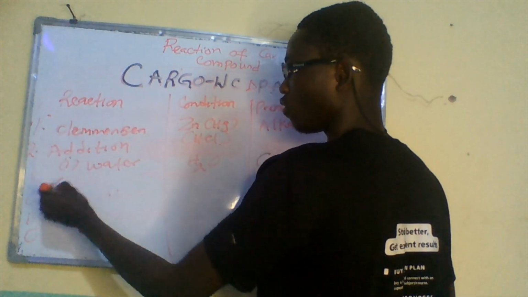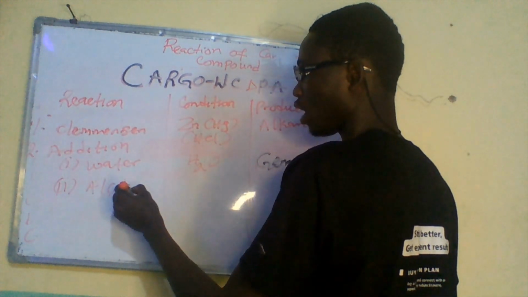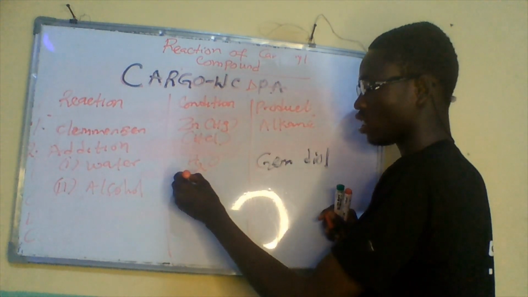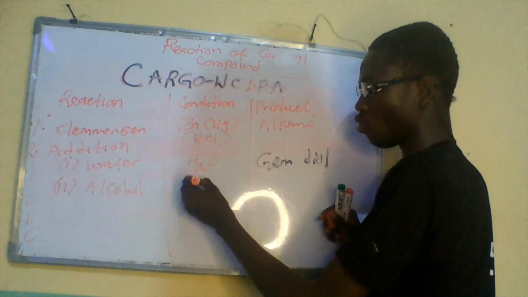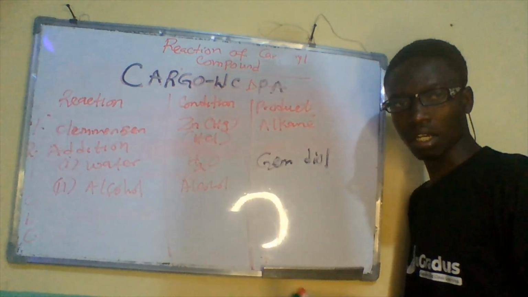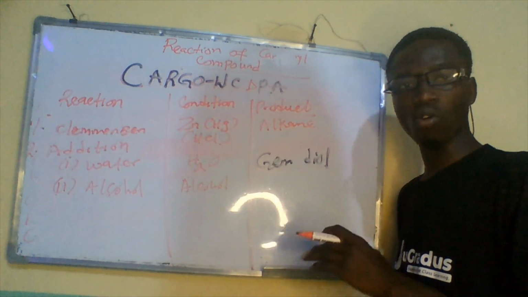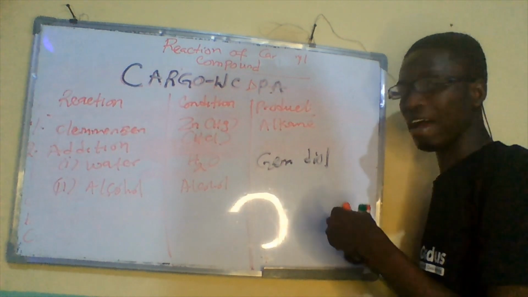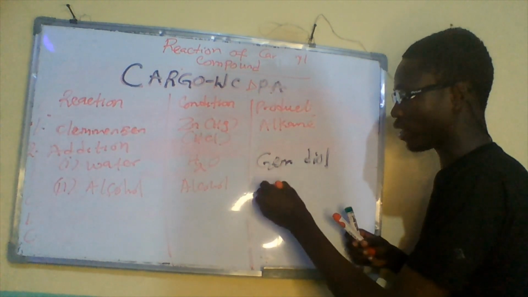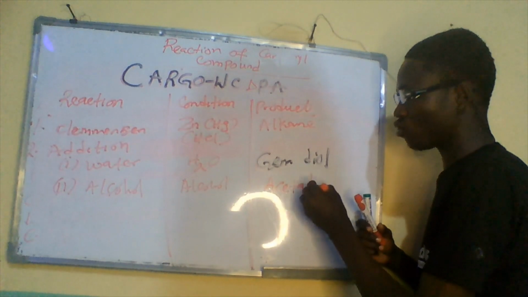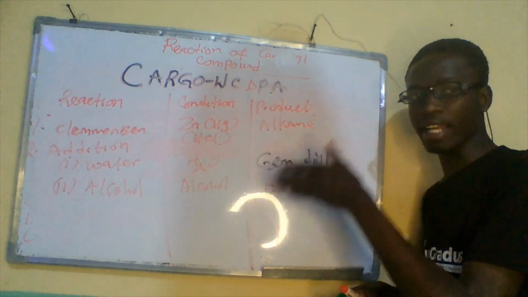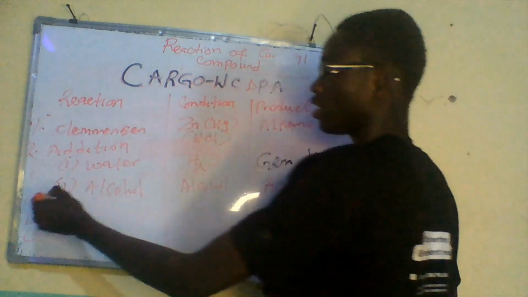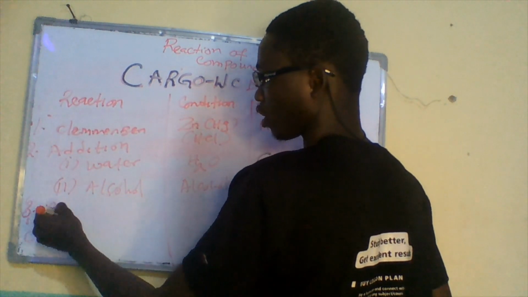Now, addition of alcohol. If you add alcohol to an alkanal or alkanone, the condition of the reaction is the alcohol you are adding. It can be methanol, ethanol, propanol, any alcohol you are adding. The product is always what we know as an acetal. As time goes on, I'm going to take you through the reaction, and then you will see how we get the acetal product.